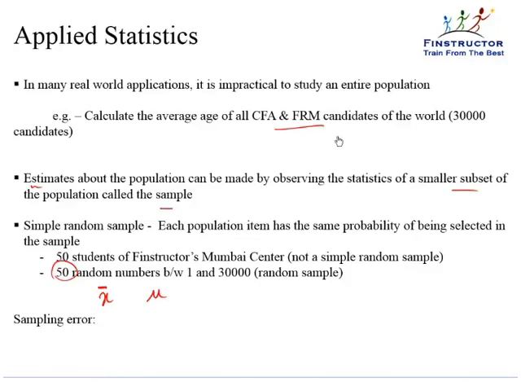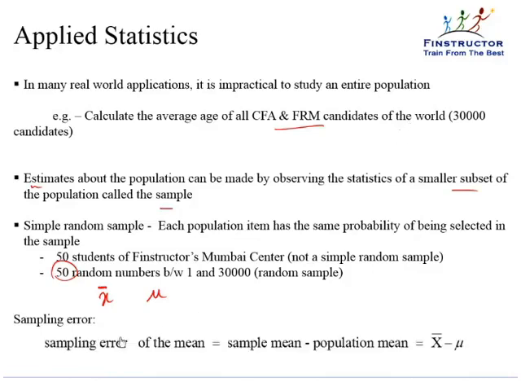So we work with samples because it is too expensive to work with the whole population. Sampling error is defined as the difference between the sample mean and the actual value or the population mean. This error cannot be avoided. If I'm working with samples, some error will come. The objective is just to ensure that the error is within acceptable limits and it doesn't create big problems in whatever economic application I'm doing this analysis for.